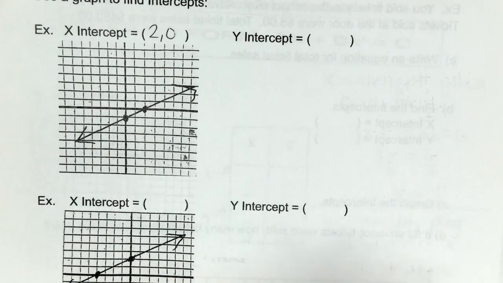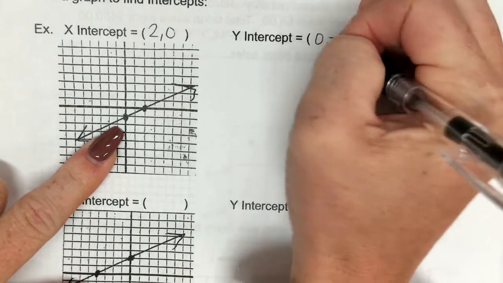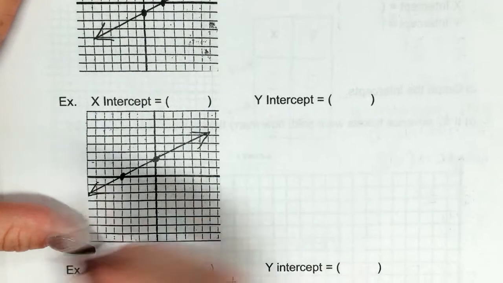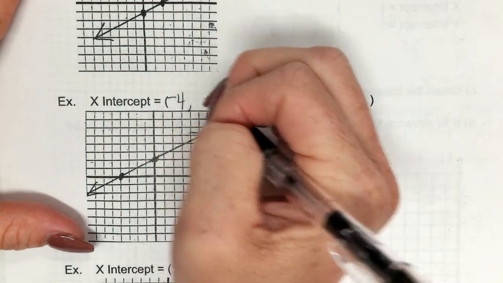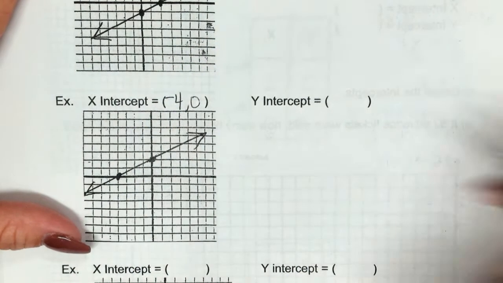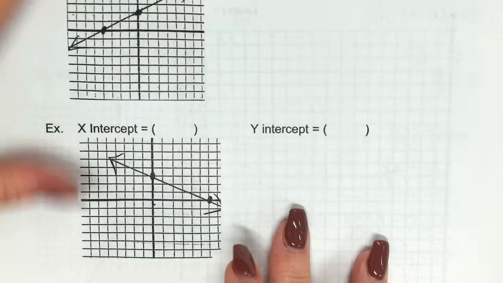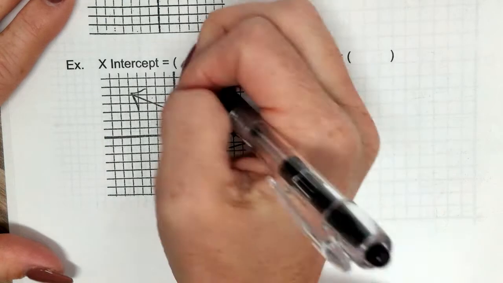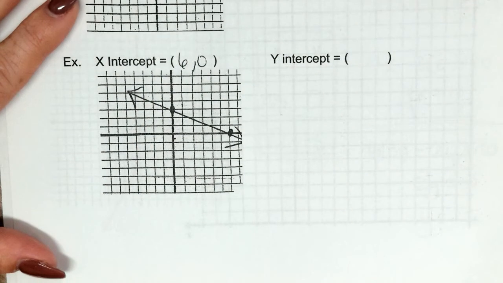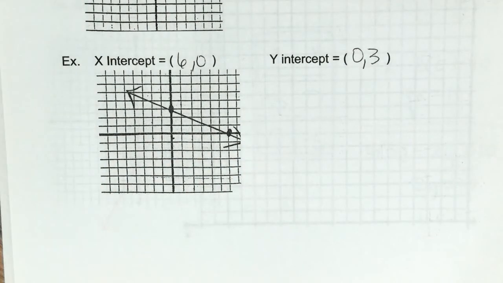Guys, do not mix up your intercepts. The x-intercept is where it touches the x-axis. What's the y-intercept? All right, what's the x-intercept here? Negative 4, 0. And what's the y-intercept? 0, 2. Okay, what's the x-intercept on this one? 6, 0. And 0, 3.